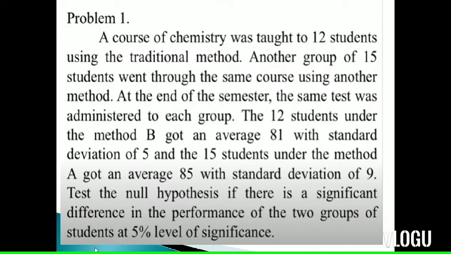So we have a problem here. A course of chemistry was taught to students using the traditional method. Another group of 15 students went through the same course using another method. At the end of the semester, the same test was administered to each group. The 12 students under method B got an average of 81 with standard deviation 5, and the 15 students under method A got an average of 85 with standard deviation of 9. Test the null hypothesis if there is a significant difference in the performance of the two groups of students at 5% level of significance.